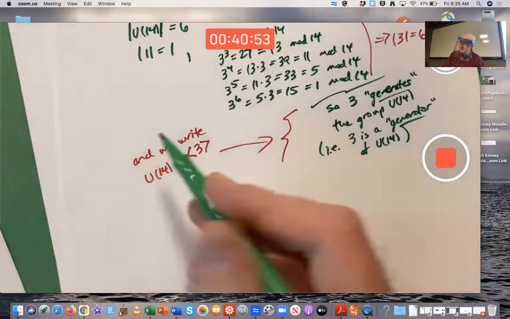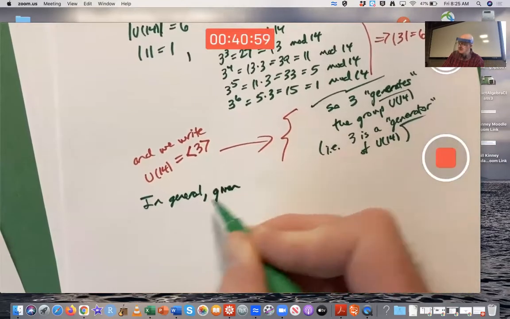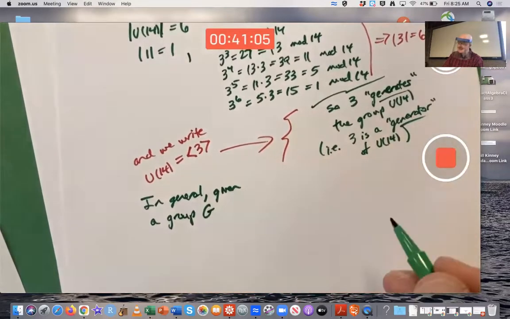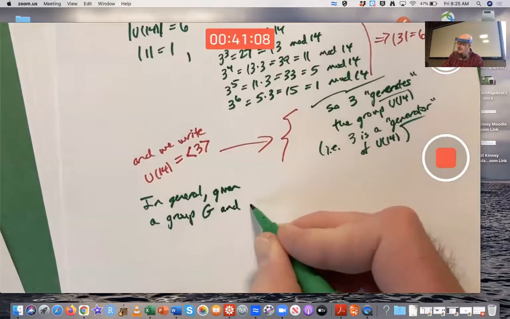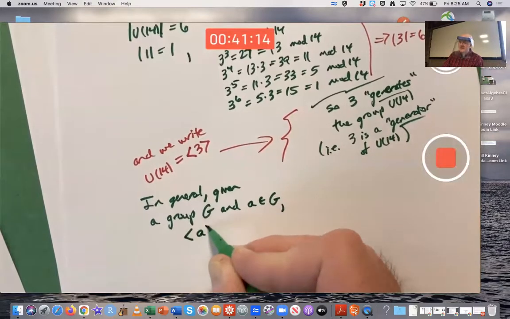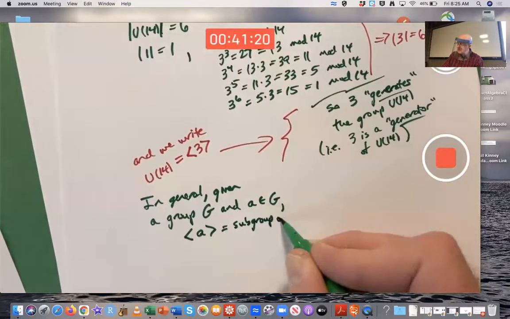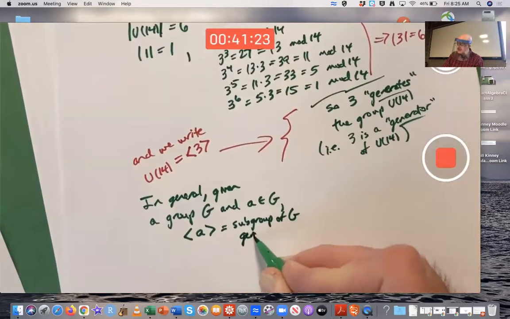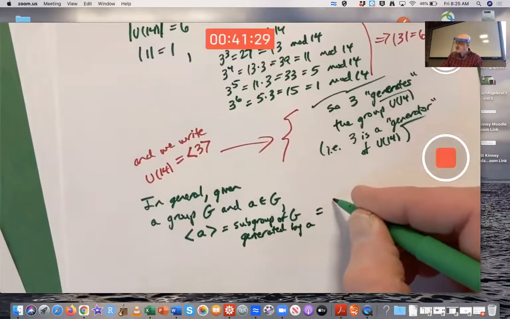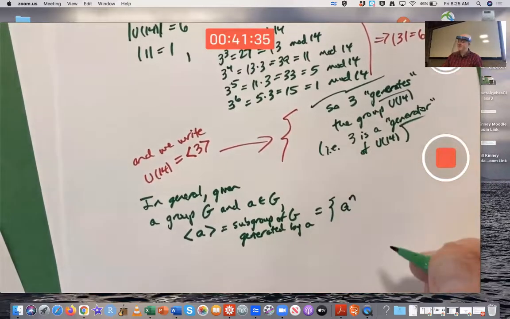In general, given a group G that's an abstract group, I'm not saying what group it is, and an element, call it little a in G, this symbol is called the subgroup of G generated by A. And it represents the set of all possible powers of A in the abstract.